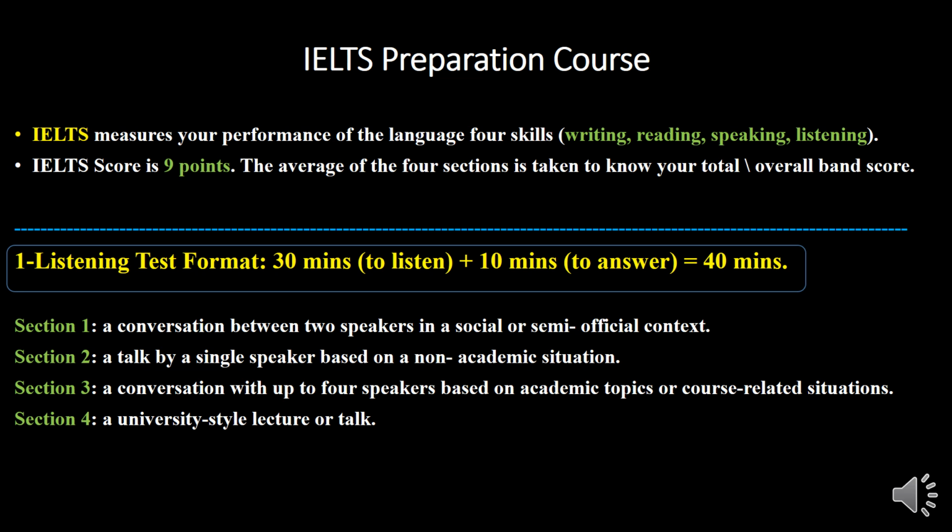Section number 1 is a conversation between two speakers in a social or semi-official context. Section 2 is a talk by a single speaker based on a non-academic situation. Section number 3 is a conversation with up to 4 speakers based on academic topics or course-related situations. Section number 4 is a university-style lecture or talk.